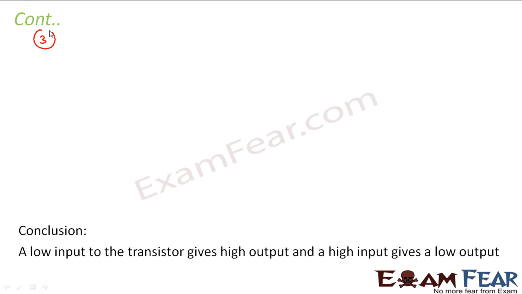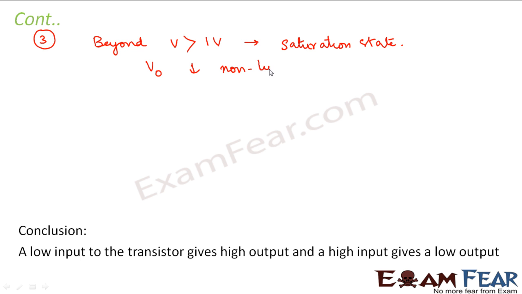Now let us talk about the third scenario. In the third scenario, what happens beyond a very high value? Say, what happens beyond a voltage of greater than 1 volt? In that case, the transistor goes to a saturation state. And what happens in the saturation state? V0 decreases non-linearly, because in the active state the decrease of V0 was linear with Vi, but beyond this 1 volt the V0 decreases non-linearly with Vi.